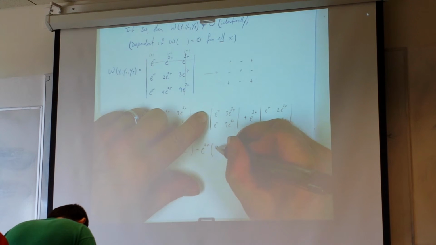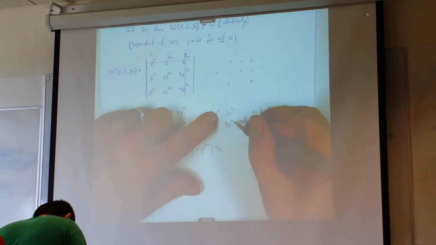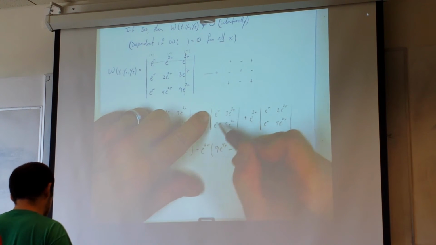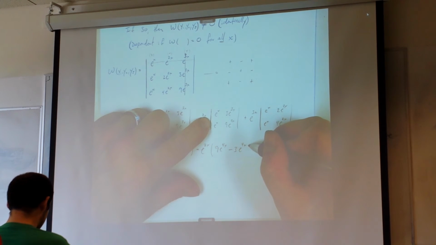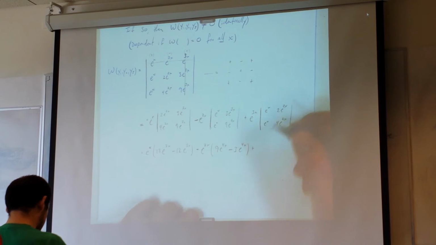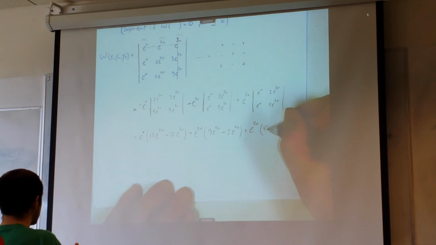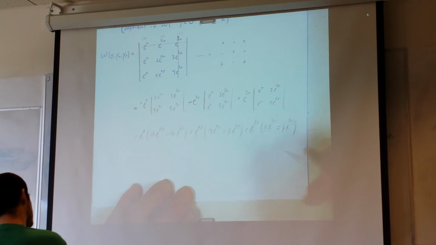9 e to the x times e to the x times e to the 3x is e to the 4x, minus, and multiply this diagonal, we're going to have 3 e to the 4x, plus e to the 3x, and this is going to be 4 e to the 3x, minus 2 e to the 3x. All right, not so bad.